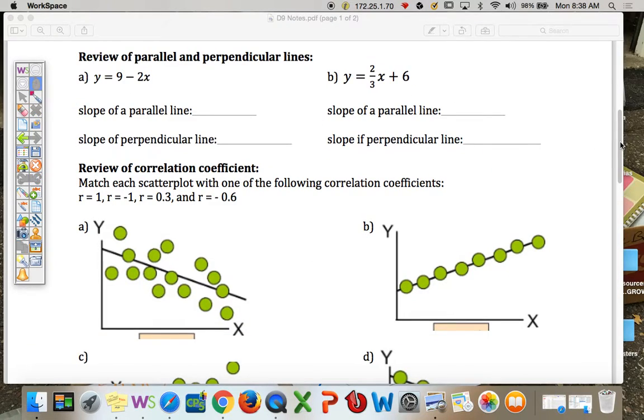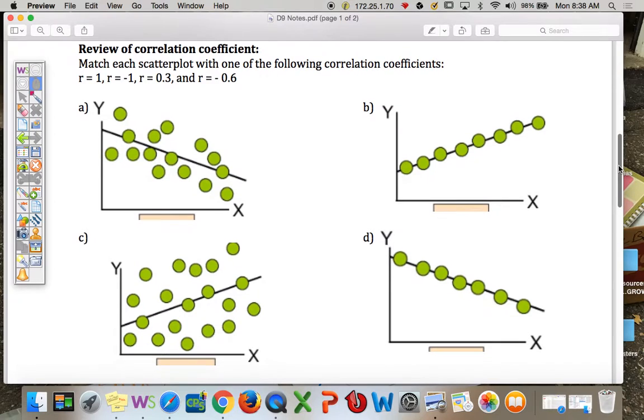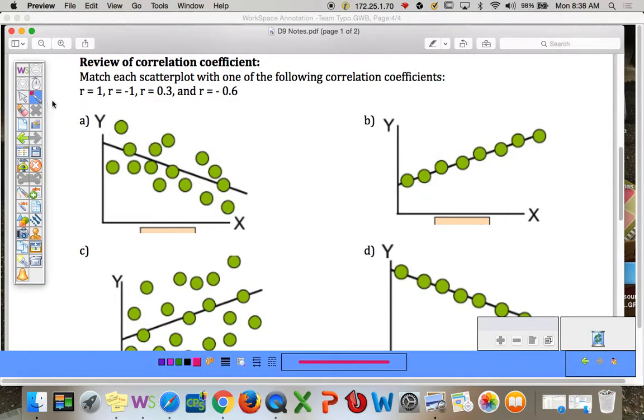All right, next we're going to review correlation coefficients. So you spent 2 days looking at this. So we're going to match these up. So this first one is kind of scattered here, and it's a negative correlation. So if I look at my options, the best choice for this one would be -0.6.